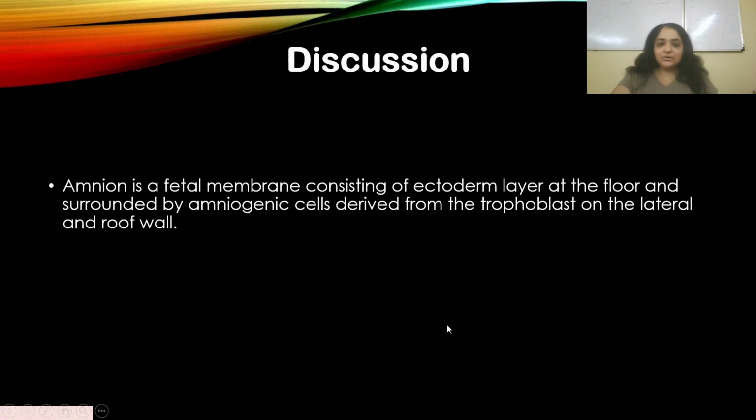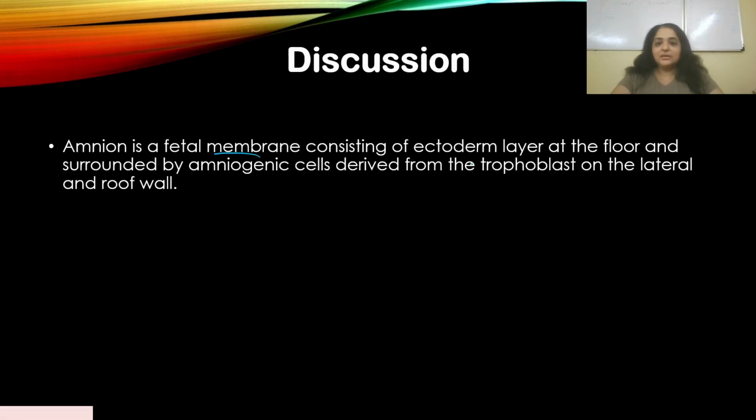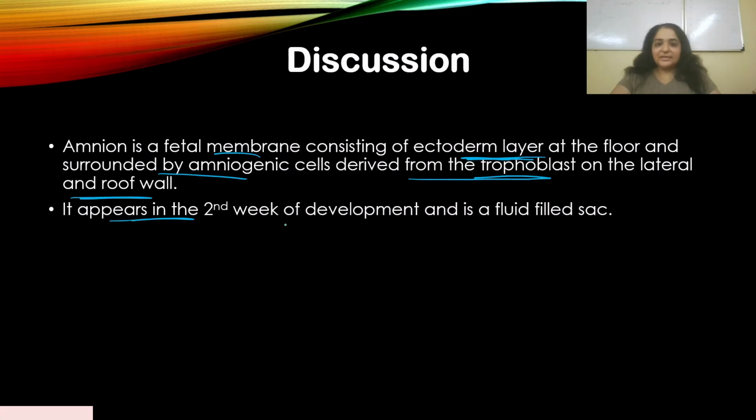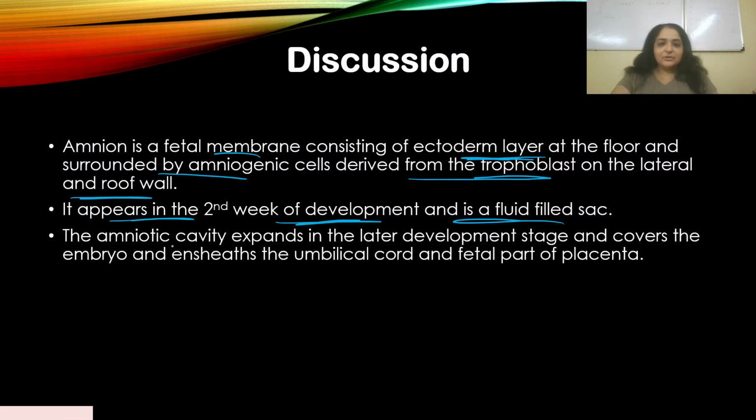Now let's look at amnion in detail. So amnion is a fetal membrane consisting of ectoderm layer of the floor and surrounded by amniogenic cells derived from the trophoblast cells on the lateral and roof wall. It appears in the second week of development and is a fluid-filled sac. So the amniotic cavity expands in the later development stage and covers the embryo and ensheaths the umbilical cord and the fetal part of placenta. So you see the amnion is all surrounded everywhere.